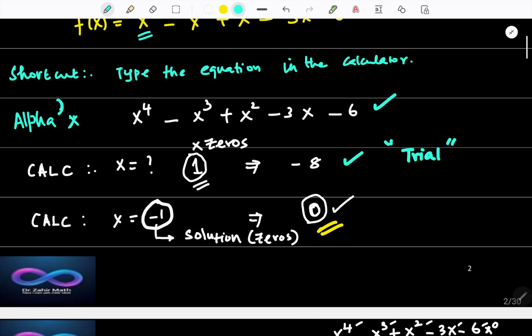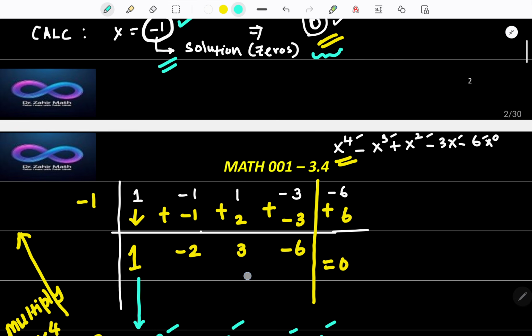When you go to the shop, if you want to test some dresses, your size is for example L and you want to try. Maybe the L size is so big, then we try. That is called trial. So in this way we are trying what? Putting x is equal to 1. Are we getting 0? No. And then putting x equals minus 1, I'm getting 0. So taking this, I start the synthetic division.